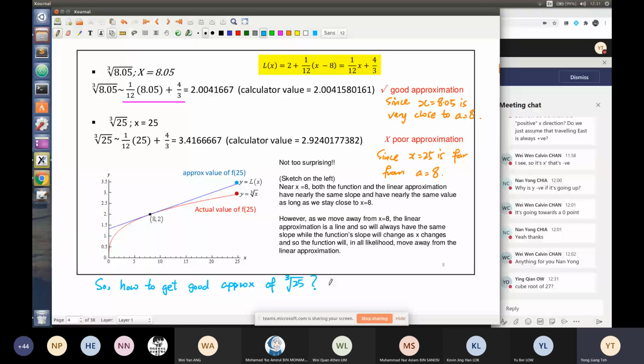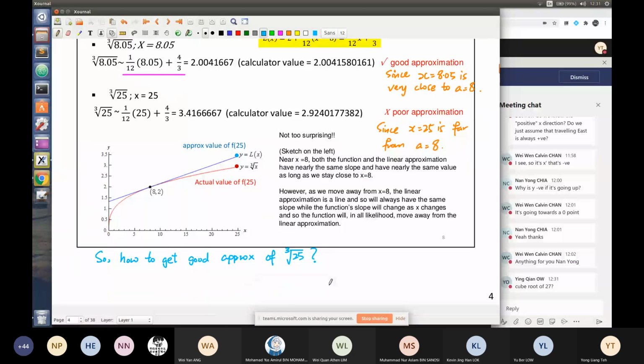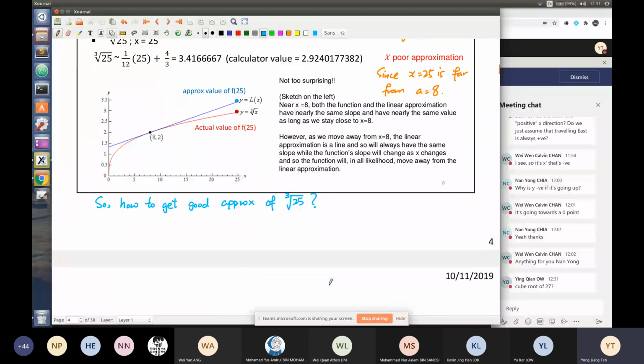Cube root of 27. Good. So which means what? Which means you choose point a to be 27. Very good. So the answer here: choose the expansion point a to be equivalent to 27. If you do that, you are going to get this calculator value or very close to this calculator value. Quite obviously, let me just extend this a bit to show you.